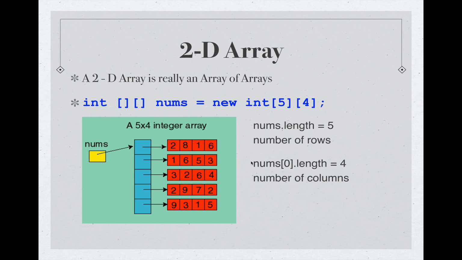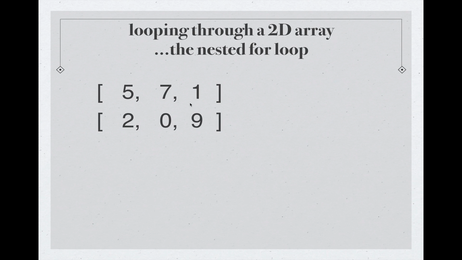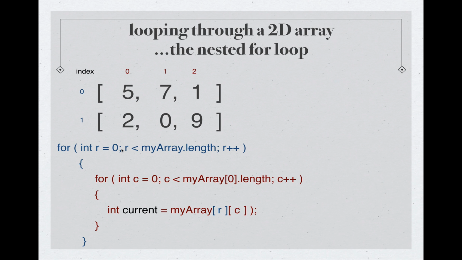Now let's look at how a for loop traverses through a two-dimensional array. Here I've got a two-dimensional array of integers, and we'll put the indexes on here: 0, 1, 2, and 0, 1. So I have row 0, row 1, and I have column 0, 1, and 2. And to get items out of here, we need a nested for loop.